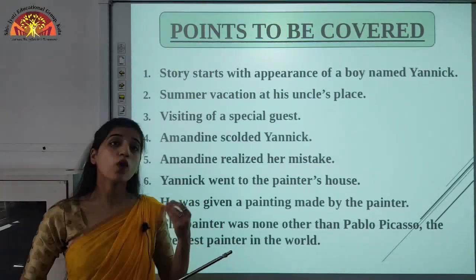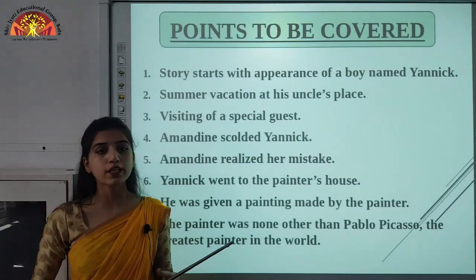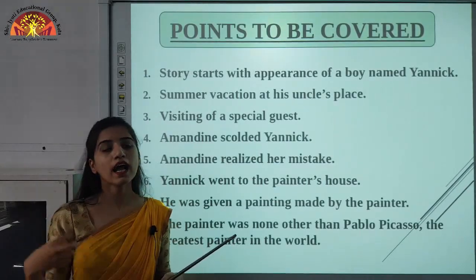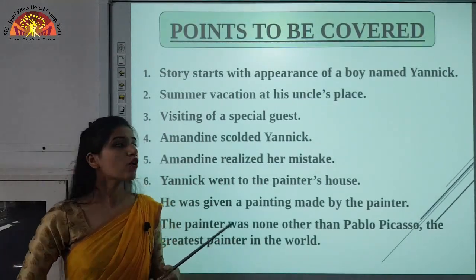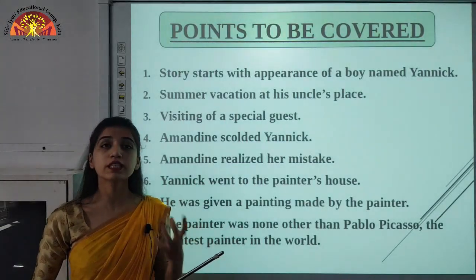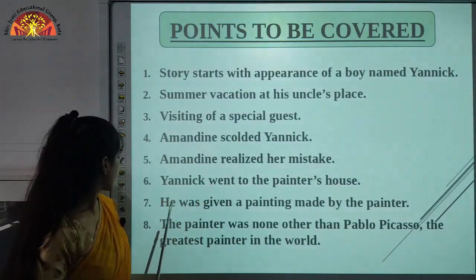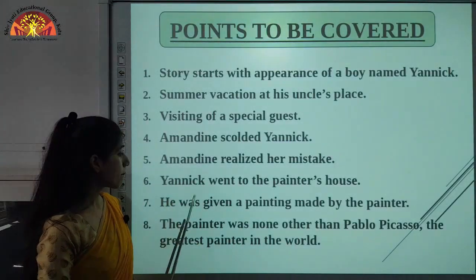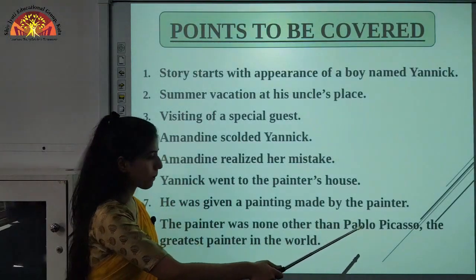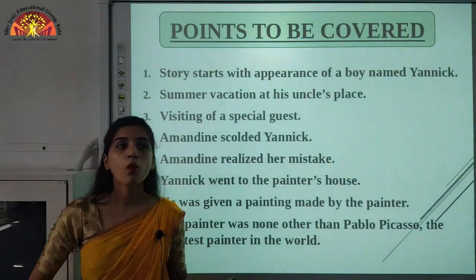And he asked him, what do you like? What kind of painting do you like? So he said, I like sailing boats. So he made a picture of sailing boats of Paris. Okay. Now the eighth point, the painter was none other than Pablo Picasso, the greatest painter in the world.